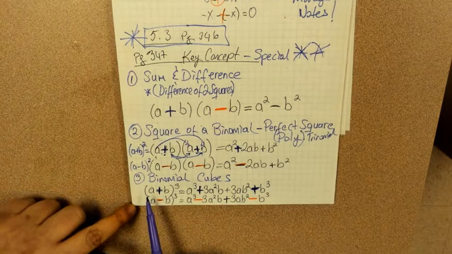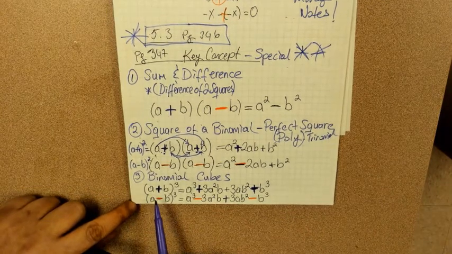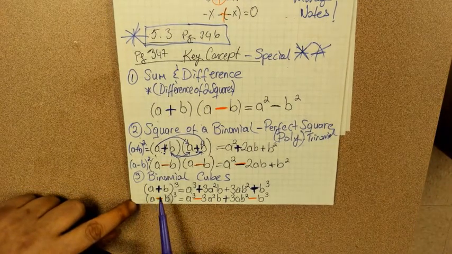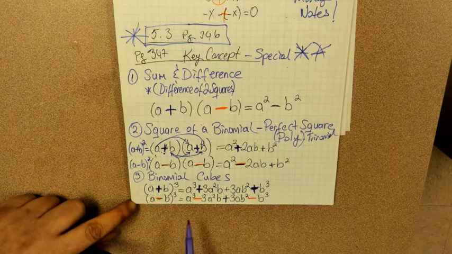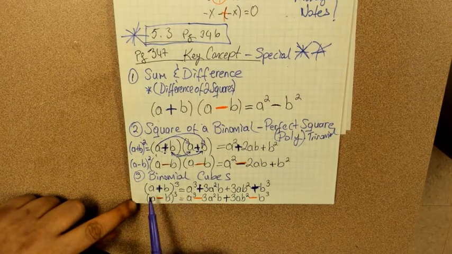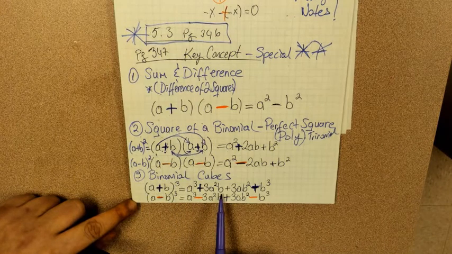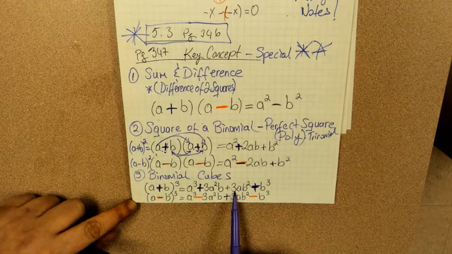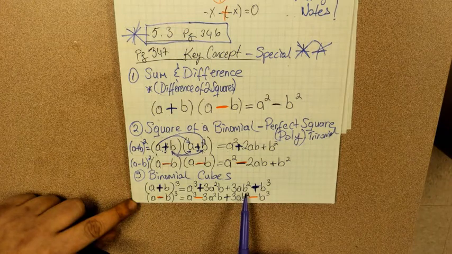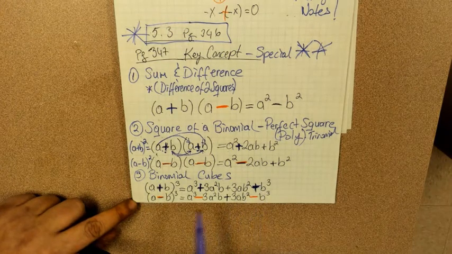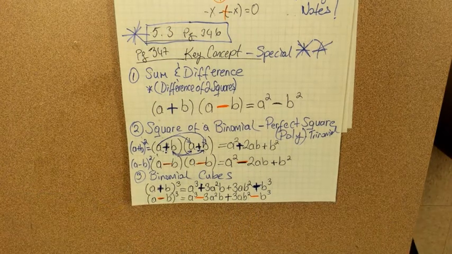And then we're going to talk about the cubes. And for the cubes, all you need to know are these pattern openings. So (a plus b) cubed is a cubed, then 3 times a squared times b, plus 3 times a times b squared, plus b cubed. So these are all patterns.